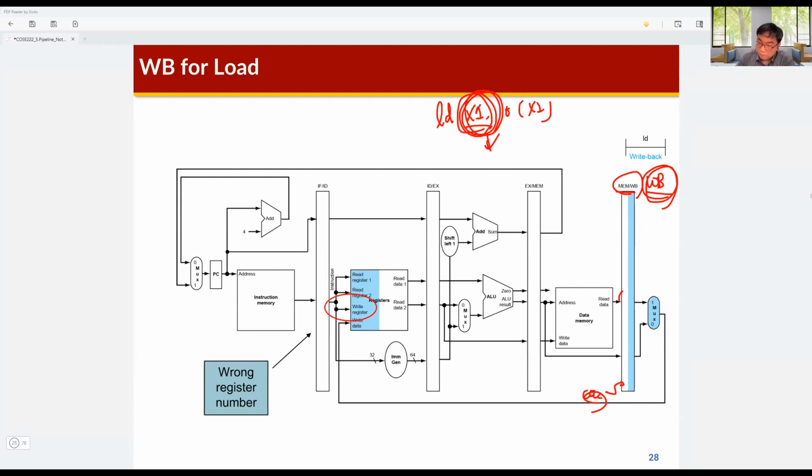And then what's the problem? The problem is that the timing of this destination register number and the timing of the result of the load instruction are different. Do you understand what I said?